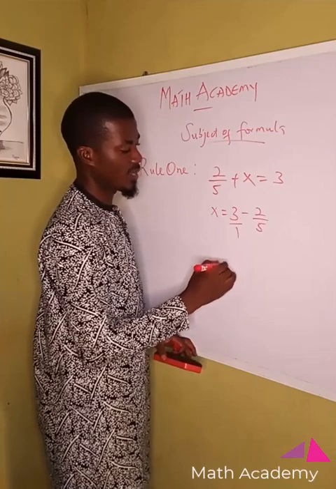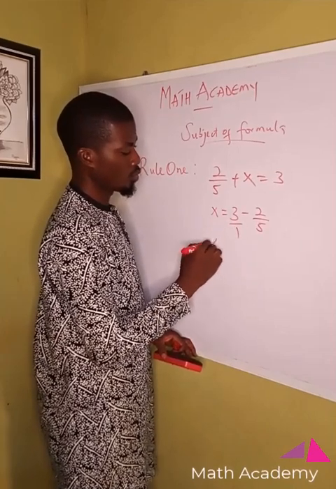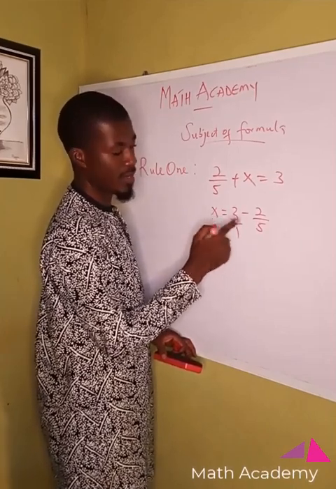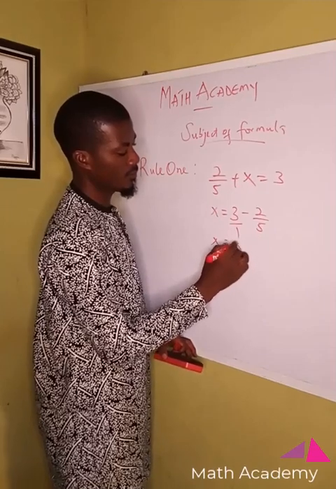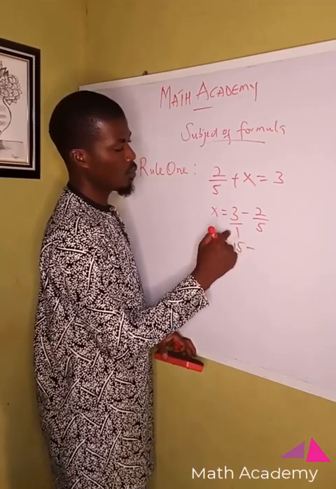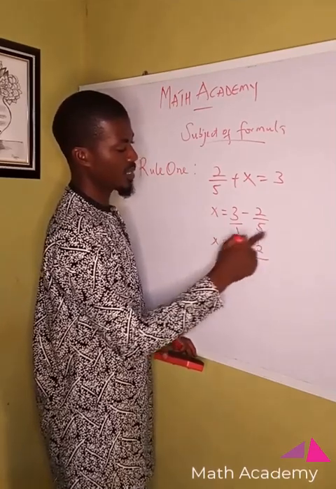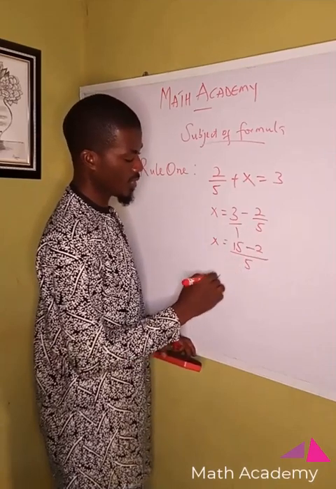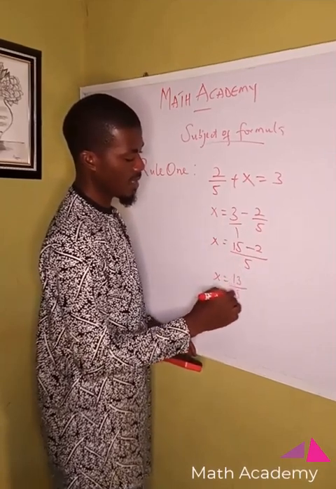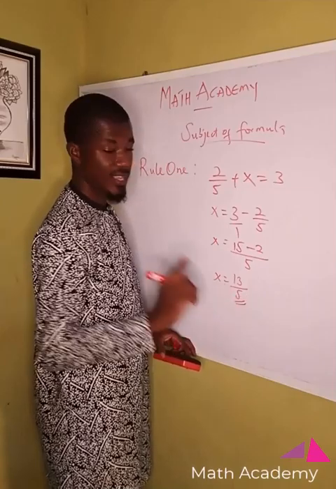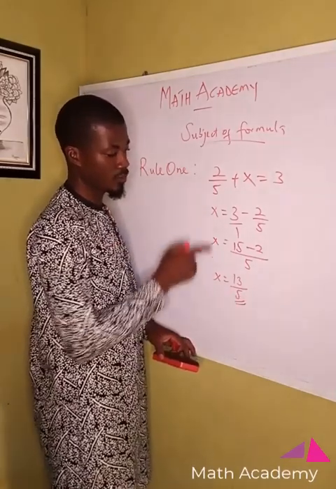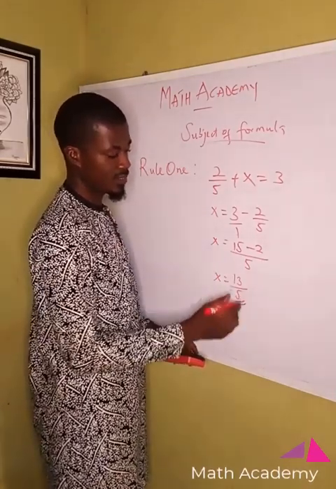This can also be over 1, so you solve using fractions. Remember, 3 times 5 equals 15, minus 1 times 2 equals 2, all divided by 1 times 5 equals 5. So if you solve, x equals 13 divided by 5. That's the first way of solving this kind of question. Note, the answer is 13 over 5.